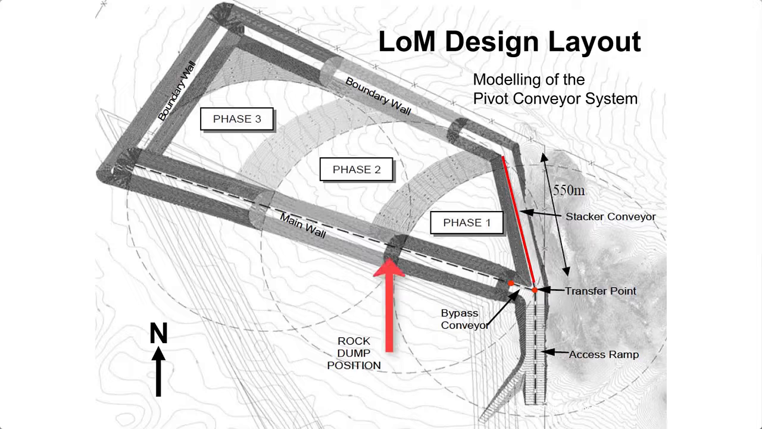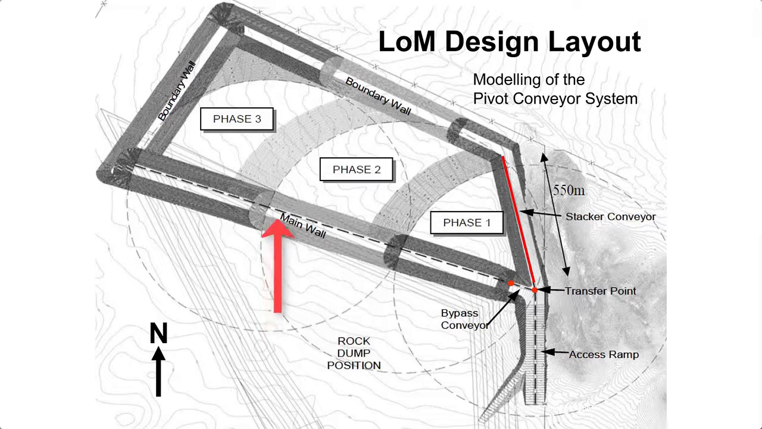And the idea was that this would be a pivot system, so the first pivot would rotate round in this direction in phase 1, and while that phase 1 was being built, a main wall would be generated or constructed in this direction using waste rock, which would allow the next set of conveyors to be built, and then the whole stacker system would be moved forward to this position over here where it's written main wall.